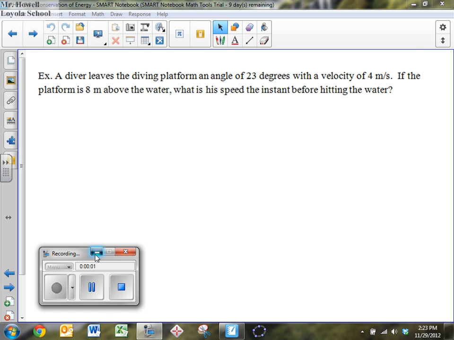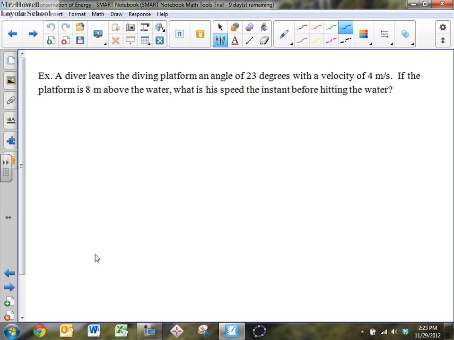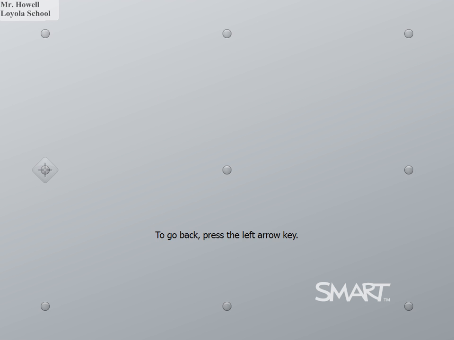So again, I'm going to quickly list our givens here. Theta is 23 degrees. I'm going to orient the board first, actually. Let's do that real quick. So theta was 23. VI was 4 meters per second.